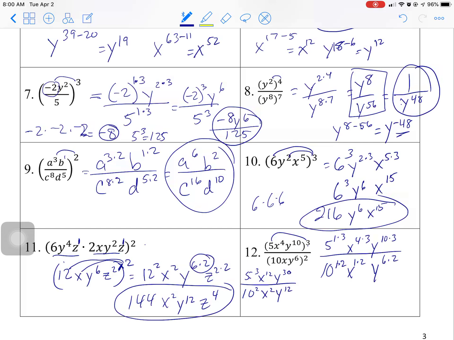All right, I can't reduce this 5 to the third. That is 125. 10 to the second is 100. So if that was in a fraction together, you would divide by 25, which would get you a 5 over 4. Okay? All right, just the number part. And then what happened to the x's? We had 12 on top, 2 underneath. That leaves 10 on top. The y's, I had 30 on top, 12 underneath. That leaves y to the 18th. Okay?